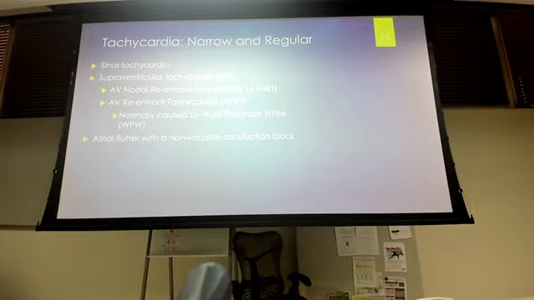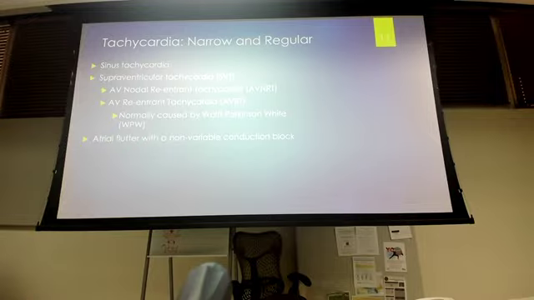Let's talk about our narrow and regulars. First thing, we've got our sinus tachycardia. We have something called SVT, supraventricular tachycardia, and that means tachycardia above the ventricles, but we talk about 2 specific forms of SVT. We've got AVNRT, for AV nodal re-entry tachycardia, and then we have AVRT or AV re-entry tachycardia. The only difference is that word nodal. So one is a problem at the AV node and the other one is not.